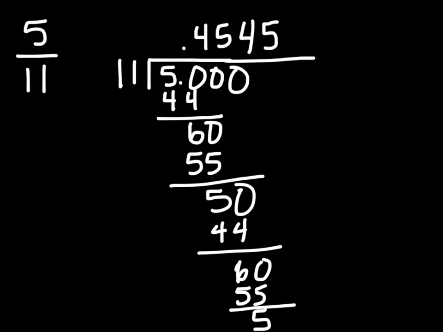And we'll write our answer like this: 0.45 with a bar over 45. The bar shows that those digits will repeat. Our answer will be 0.45454545454545, on and on. That is our repeating decimal.